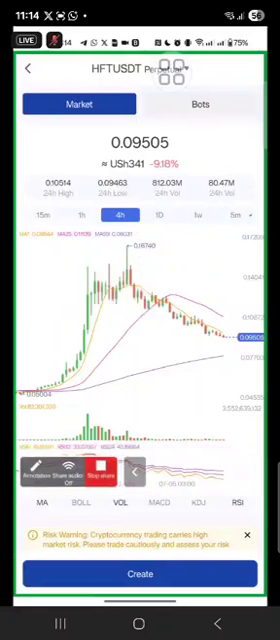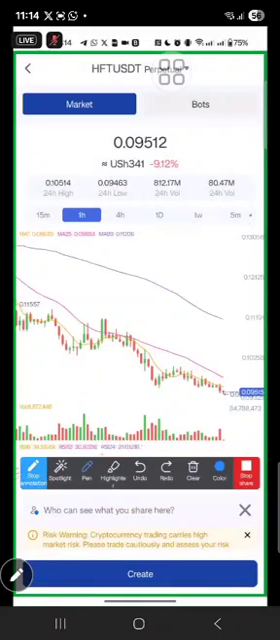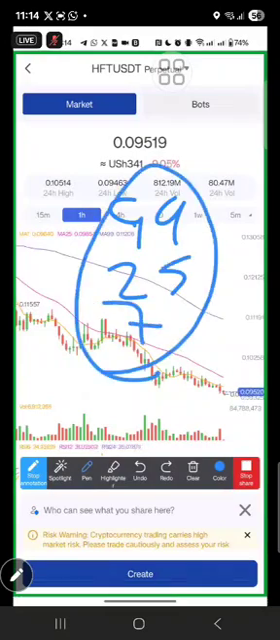Now, let's go to a lower time frame to bring out the picture. The biggest decision you can make is to determine the trend of the market. And how can you see it? When they are in order, starting with the biggest, 99, 25, 7. This basically means this coin is on a downtrend.